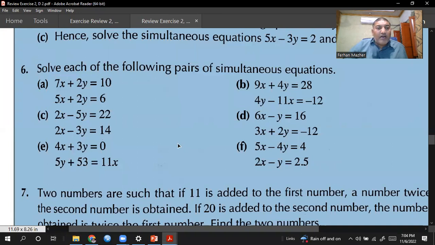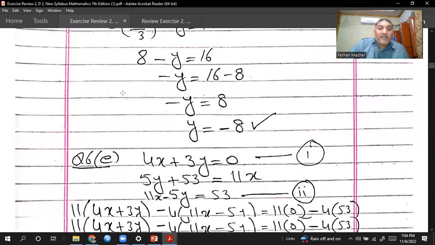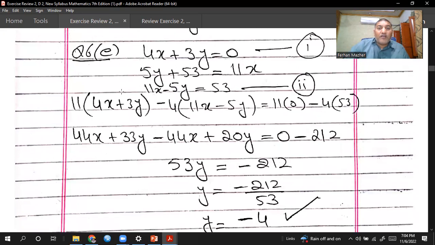Okay, so the E part says 4x plus 3y equals 0, and the second equation is 5y plus 53 equals 11x. Here the arrangement in the second equation is not right, so I will try to rearrange it and make them the same. 4x plus 3y equals 0, that is good. 5y plus 53 equals 11x. So I will take this 5y to the other side, and you will have 11x minus 5y equals 53. So these are the two equations.